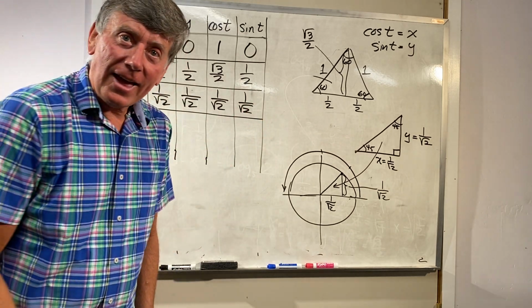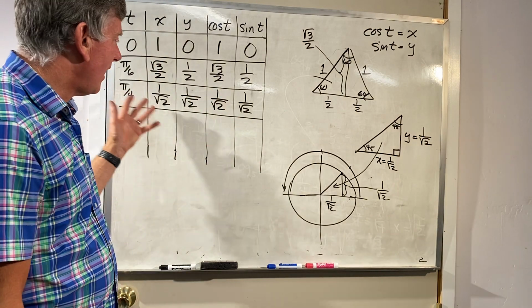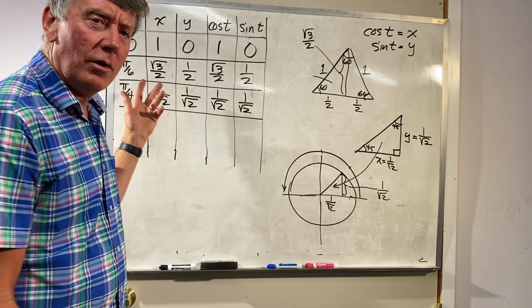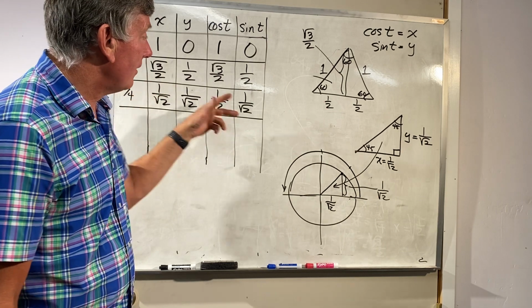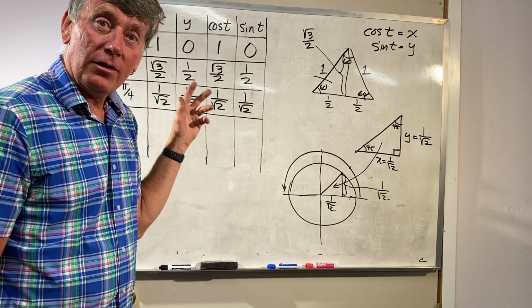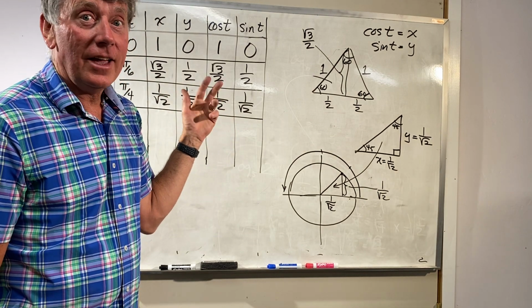And that is how you are to do the rest of the table. That same process: what triangle goes where, what are my x and y values for that point t, and then translate it to cosine and sine values for that point t. The cosine is x, the sine is y.